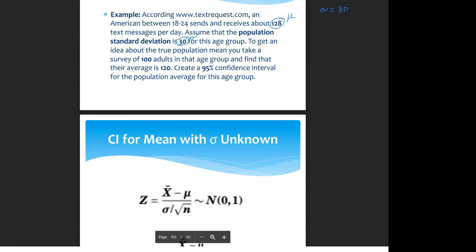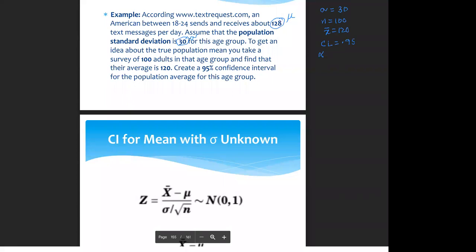To get an idea about the true population mean, you take a survey of 100 people, so your n is equal to 100, right? You take a survey of 100 adults in that age group and find that their average is 120, so that means X bar is 120, okay? Create a 95% confidence interval, so the confidence level is equal to 95% or 0.95.